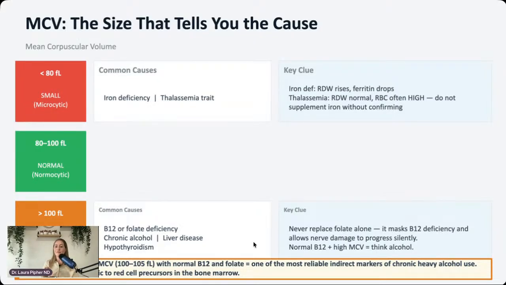Your body doesn't have enough iron to fill up the cells, so they come out small and pale. The main exceptions here can be certain genetic variants. So there's something called a thalassemia trait. This is more common in people of Mediterranean, Middle Eastern, South Asian, or Southeast Asian ancestry. And with thalassemia, the cells look small, but it's not because of iron. And giving someone with thalassemia iron is actually not a good call.